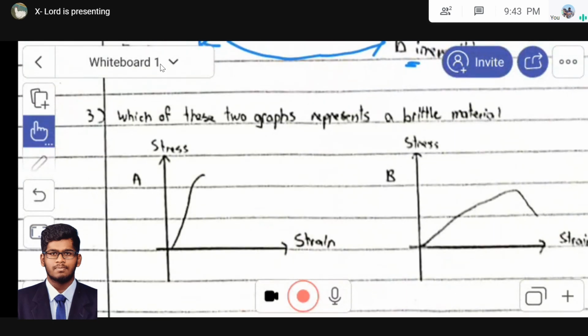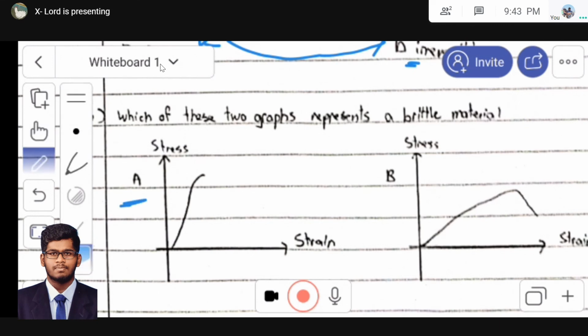Which of these two graphs represents a brittle material? Now, I'll give you some time. Can you tell me which one? A or B? A? Did I hit A? Okay, A. The answer is A actually. You can see why, because we want a brittle point. If you choose this graph, you can see that there's the yielding point somewhere around here, and then you have that necking. If you choose brittle, it straight has that failure.